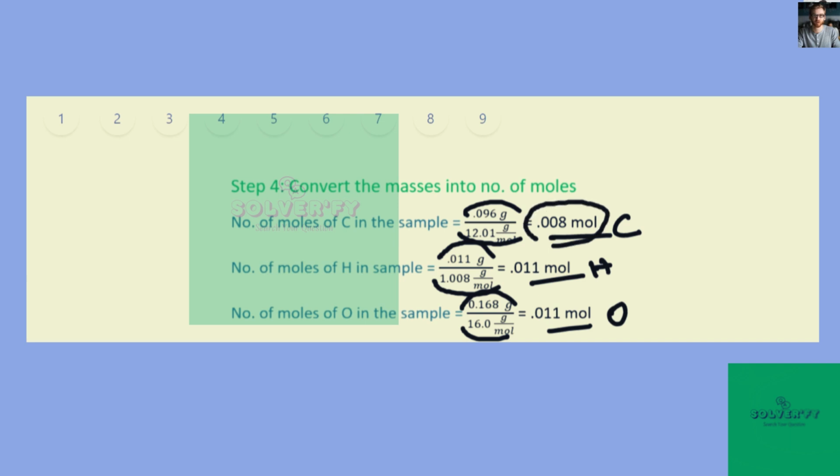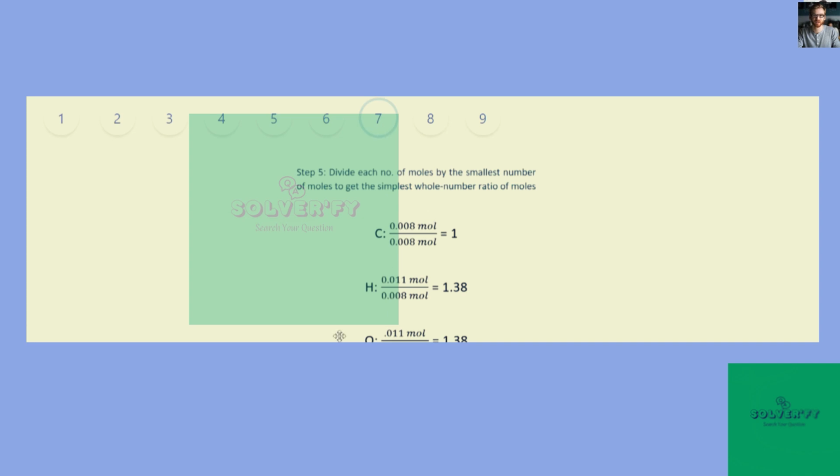Now we will divide each number of moles by this 0.08 to get the simplest whole number ratio of these numbers of moles. So here are our values after we divide each number of moles by the smallest number of moles, which is 0.08. It will give us values like this. So here we can see that except for the value for carbon, the values for hydrogen and oxygen are not whole numbers.